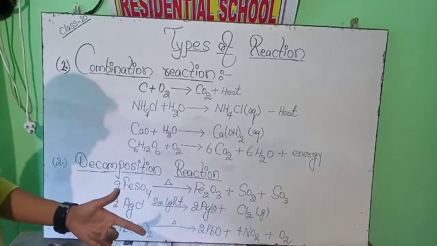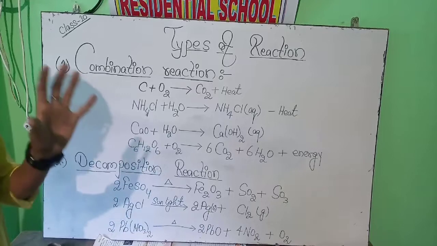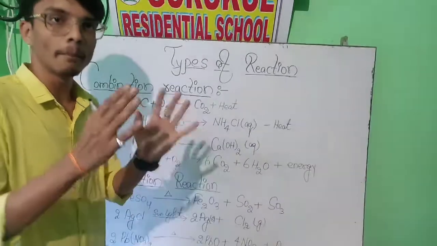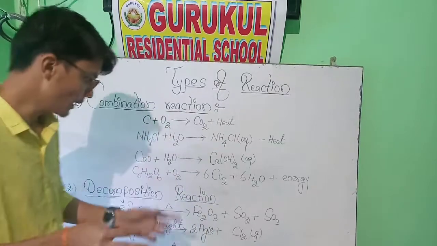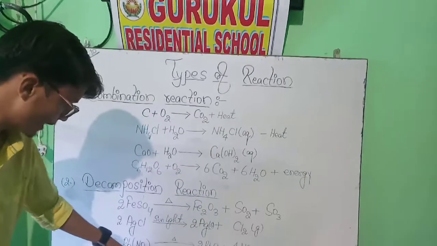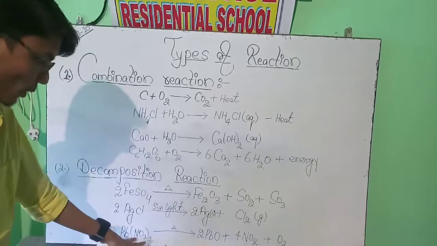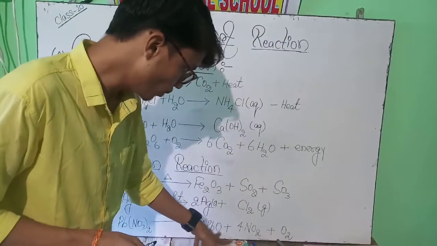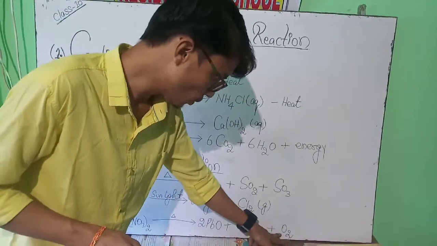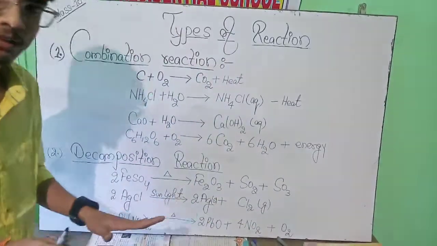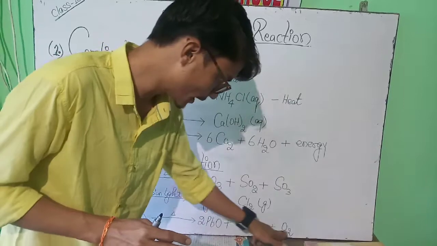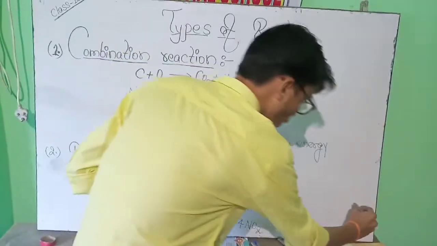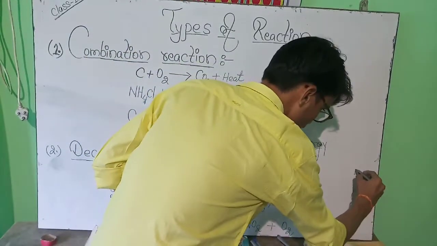So where do we have to start? In the first lecture I also told you, first you have to select the combined or the complex one. Which element is present in a complex form? Here we can see on this side PbNO3 is there, only one molecule. This side PbO and NO2 and O2. So oxygen is in a combined or complex form. Why? See, oxygen is present everywhere. So first we will count how many oxygens are there in the product side.